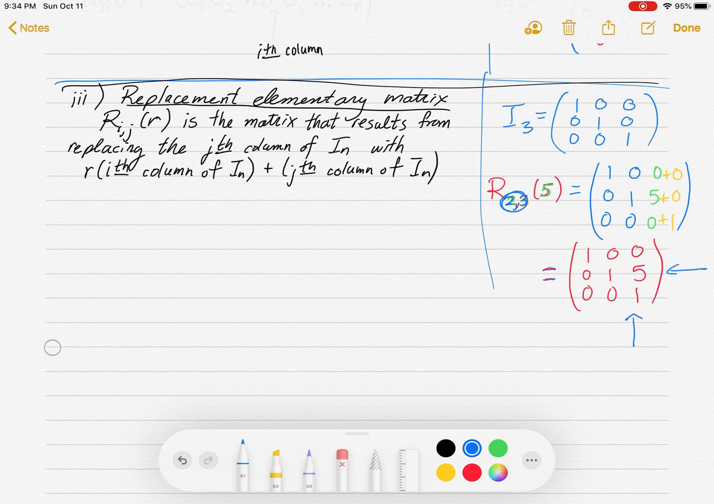So the easy way to remember this is, you see this 2, 3 here, this subscript 2, comma 3. Basically you want to go into your second row, third column, and that's where the 5 is going to show up. So you start off with the identity, and you go in the second row, third column, and you just stick a 5 where that 0 would have otherwise been.